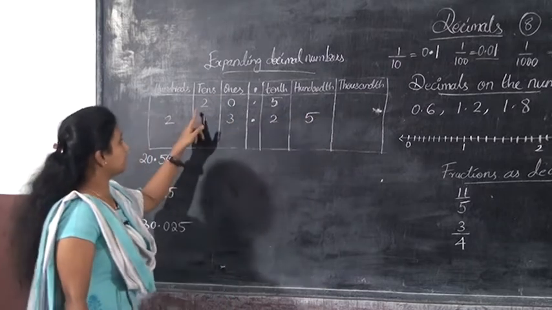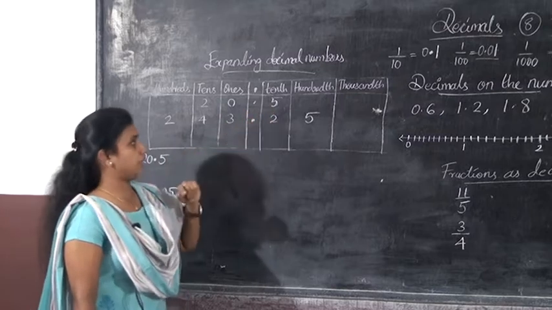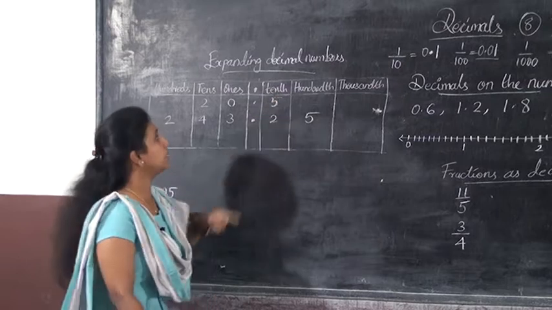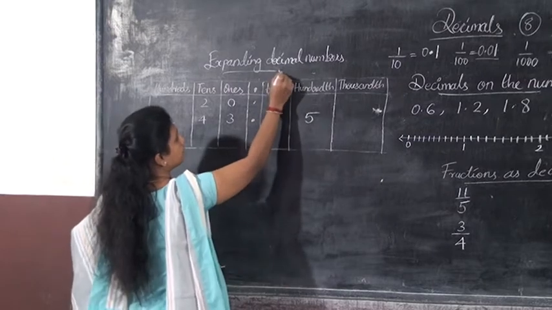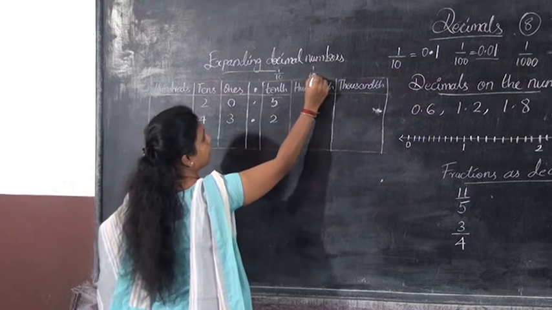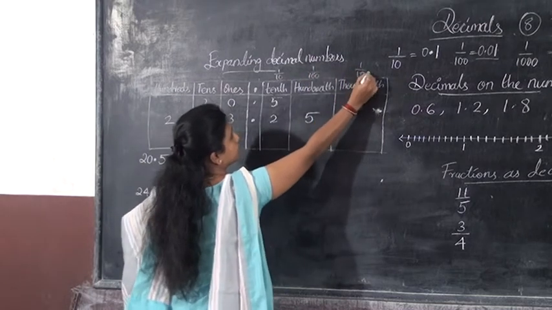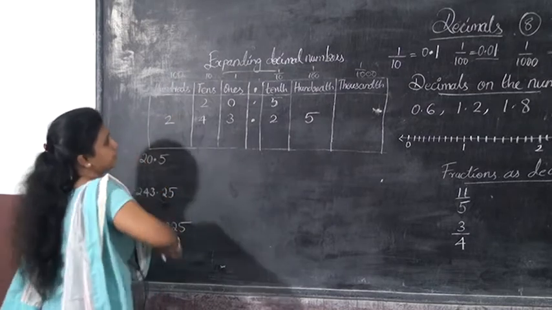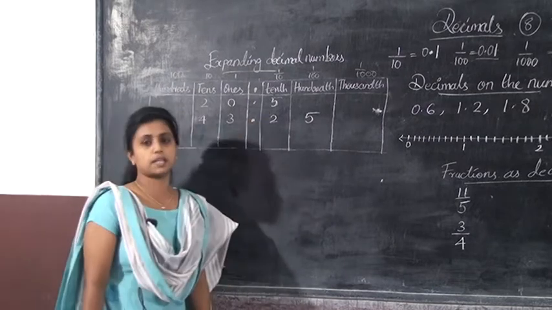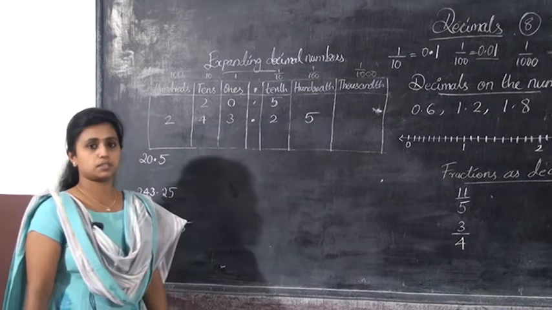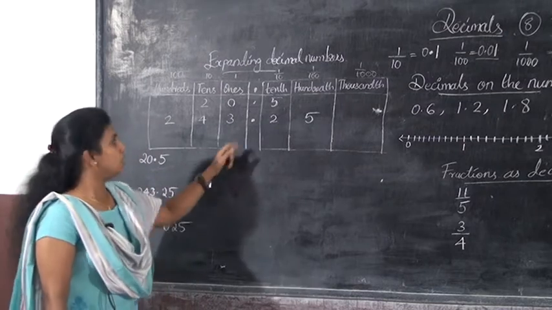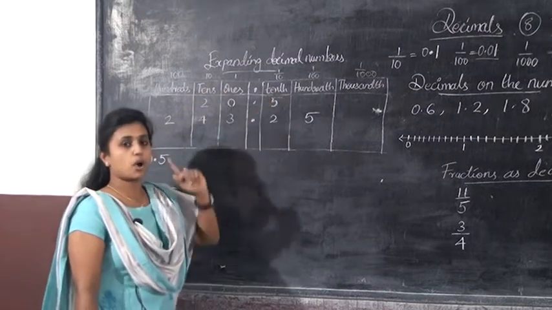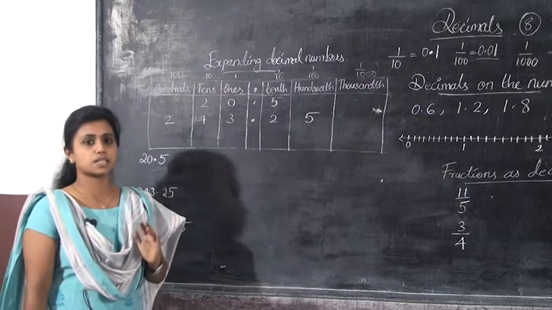Now here look at 20.5. The ones, tens, hundreds places, and on the right the tenths place, 1 by 10, then 1 by 100, 1 by 1000. To expand 20.5: 0 in the ones place, 2 in the tens place, 5 in the tenths place. The point separates the fractional part.